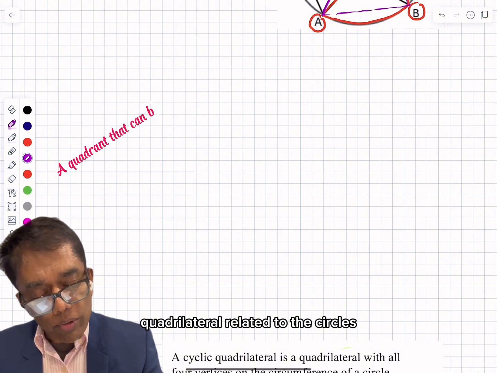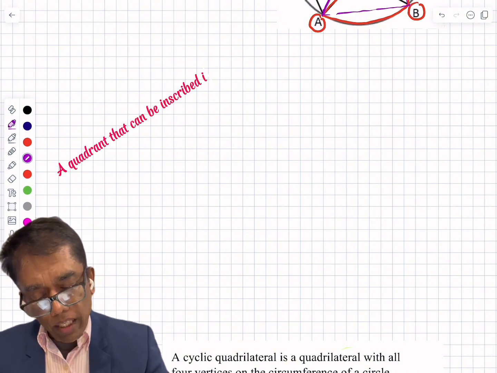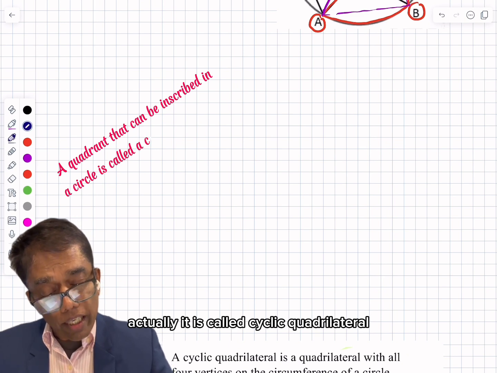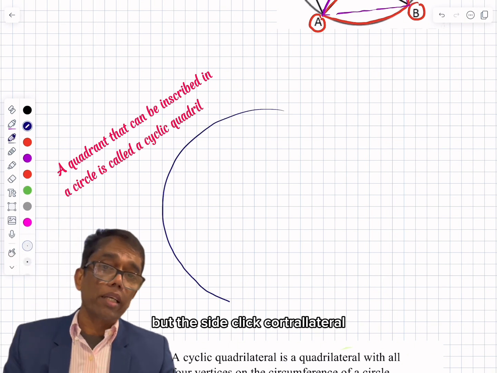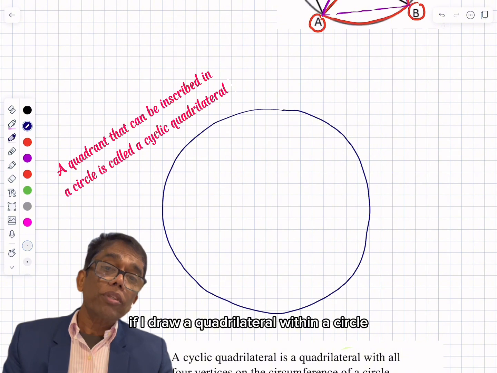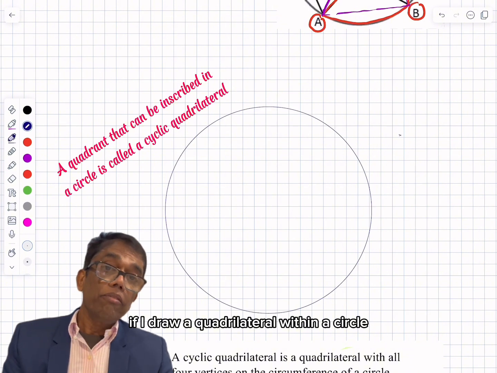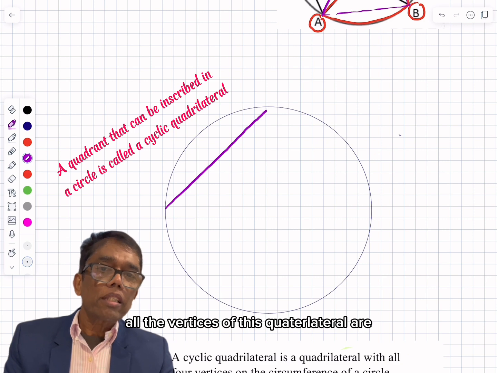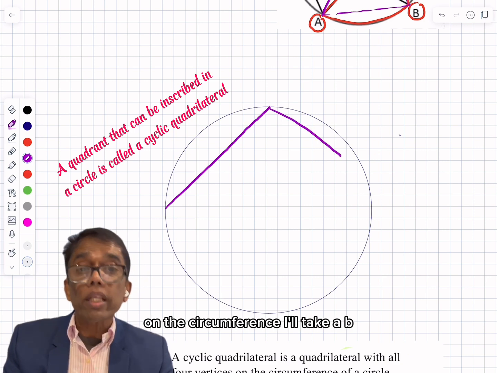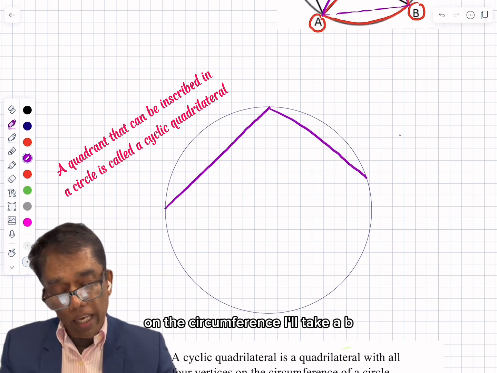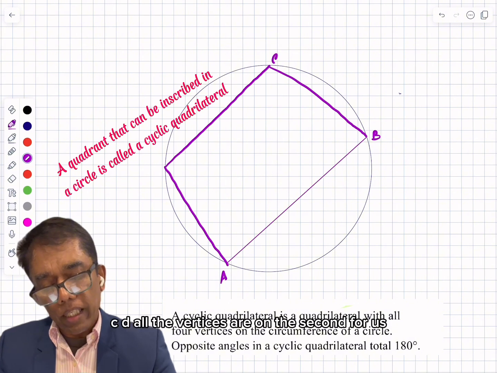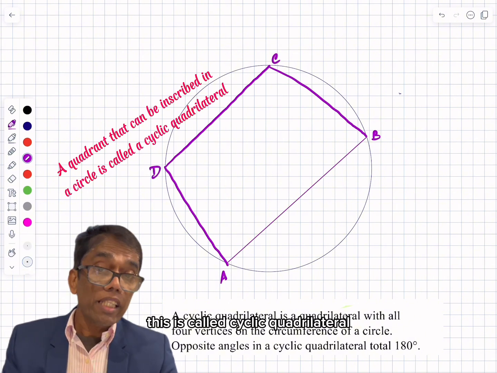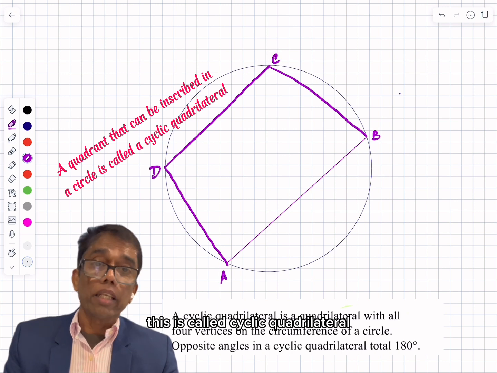Before we move to the next theorem, I would like to explain this quadrilateral, the quadrilateral related to circles. Actually, it is called the cyclic quadrilateral. What is a cyclic quadrilateral? If I draw a quadrilateral within a circle, all the vertices of the quadrilateral are on the circumference. I'll take A, B, C, D. All the vertices are on the circumference. This is called the cyclic quadrilateral.